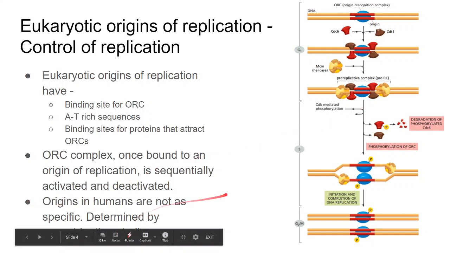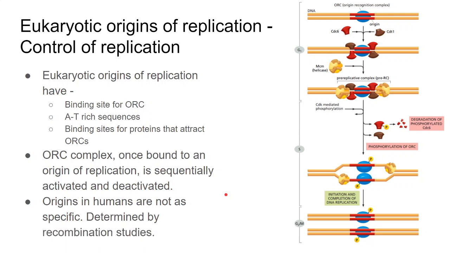Origins in humans are not as specific, and these can be determined. So we talked about how by plasmid mutation studies, plasmid transformation studies, you could detect the origin of replication in yeasts. In humans, what you can do is recombination studies, but recombination is not something we've done till now, so I will not discuss that process. So let's see how the association and dissociation of the ORC is important for control.